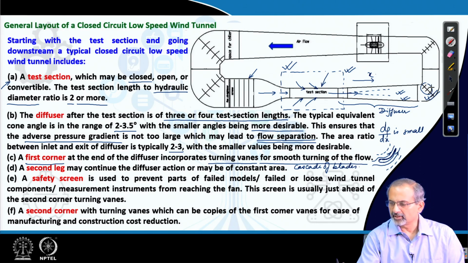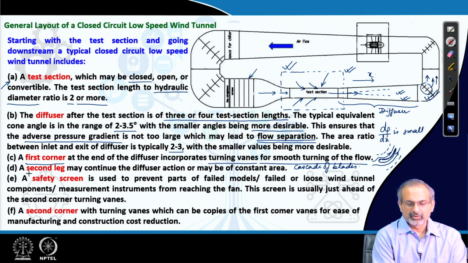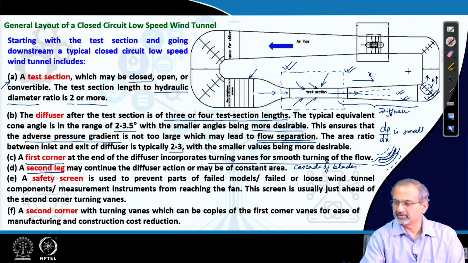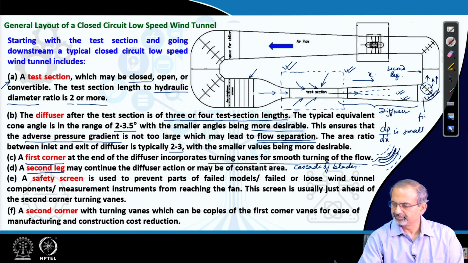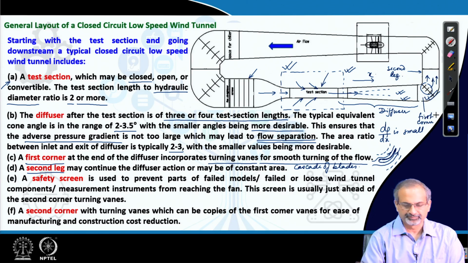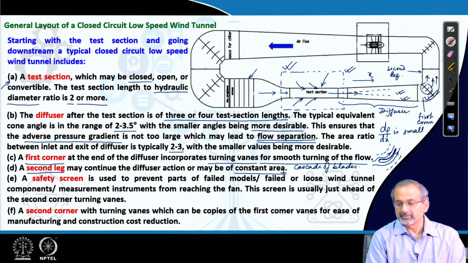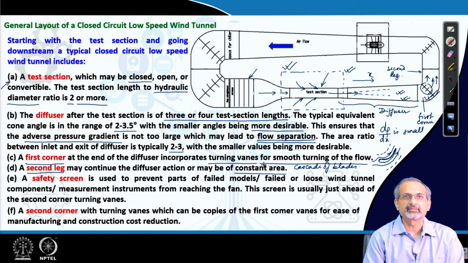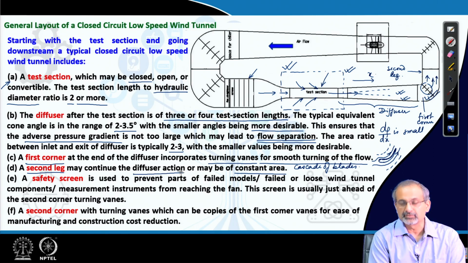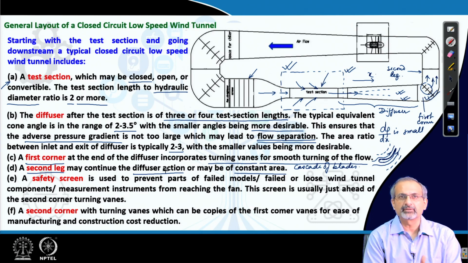And then once it turns, it takes up this direction, it moves on. You have the second leg of the tunnel. This is the second leg of the tunnel. So, this is the first corner followed by the second leg, and the second leg could be a constant area section, in which case the flow does not accelerate or decelerate, but it could also continue to have the diffuser action, in which case there is a gradual increase in area even in that section, and the flow slows down further.